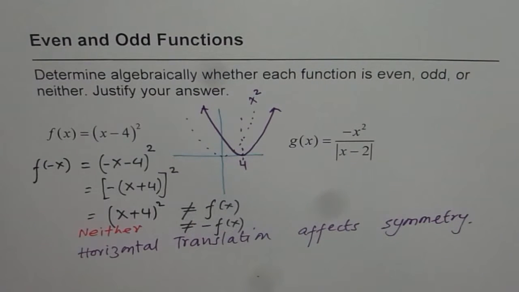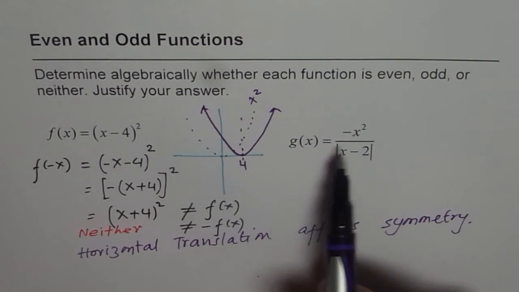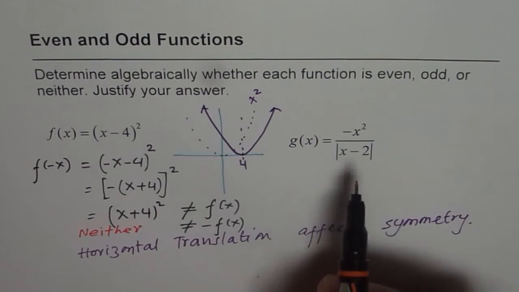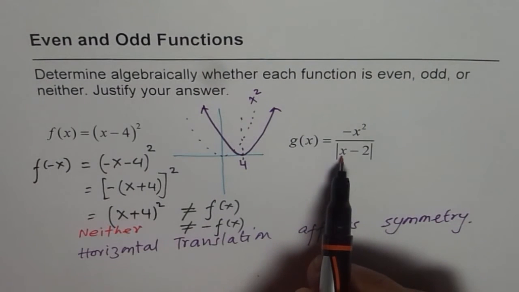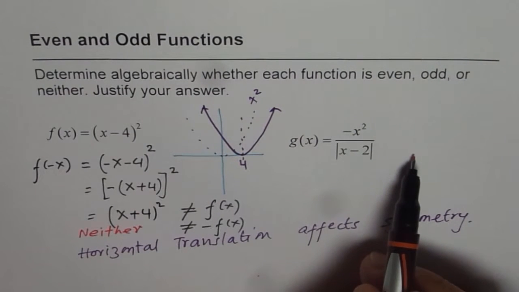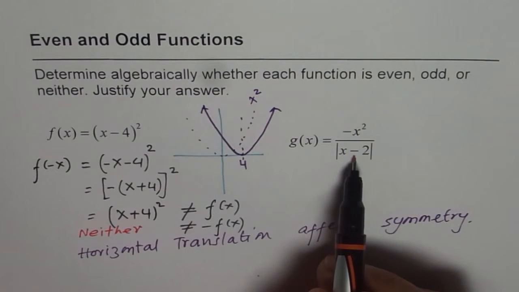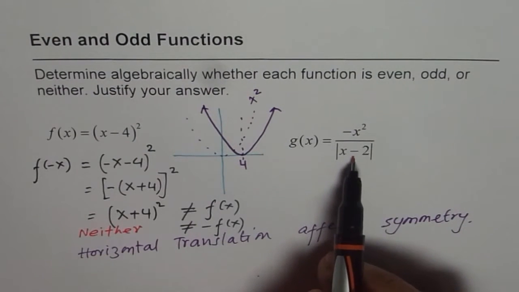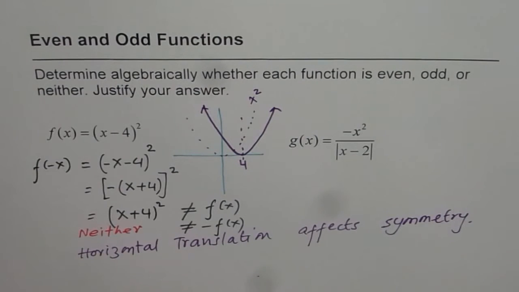That is the reason. Now the second example is exactly the same, with a different function of course, but the concept is the same. Here also you will observe that the absolute function has translated 2 units to the right. Because of that, the symmetry is lost. The numerator is even, but the denominator is not even, and therefore the function is not even.